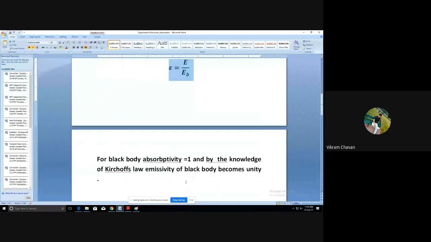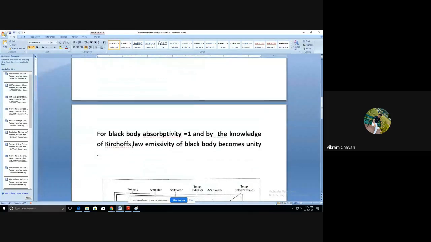We know that for a black body absorbability is equal to 1, and according to Kirchhoff's law, emissivity is equal to absorbability. So for a black body, according to our black body definition, the absorbability is equal to 1. So by default, the emissivity of a black body is also equal to 1.